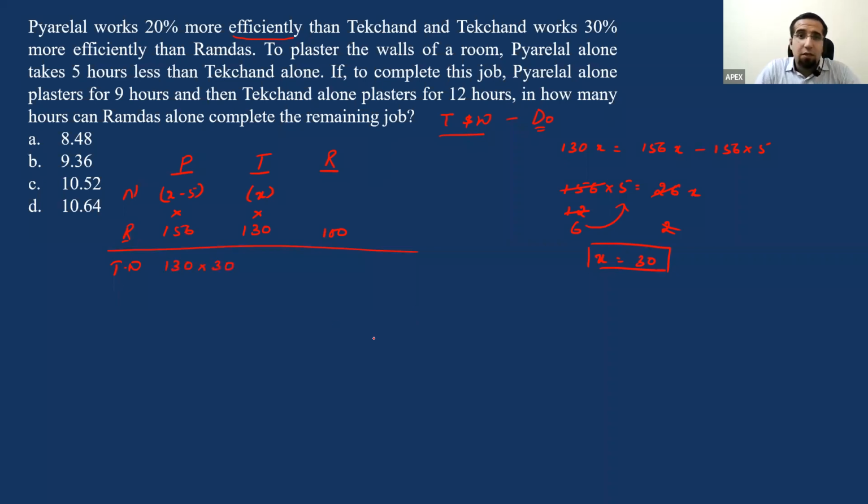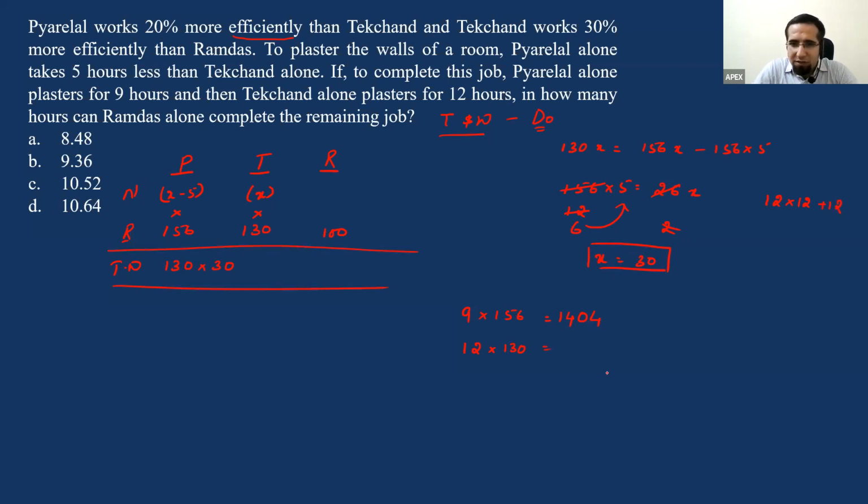Now, what am I looking at? Now, the question says Pyare Lal alone works on this for 9 hours. That means in 9 hours, Pyare Lal completed 9 into 156. So 9 sixes are 54, 4 I carry 5, 45 plus 5 is 50, 9 ones are 9 plus 5 is 14. Tekchand alone works on it for 12 hours, 12 into 130. So what is 12 into 13, guys? 12 into 13 is 12 into 12 plus 12. That is 156. So this guy completed 1560.